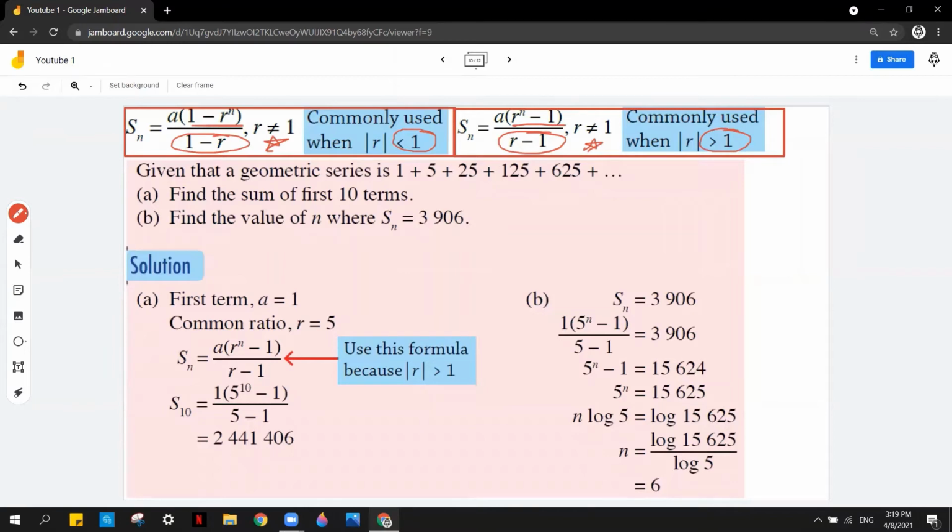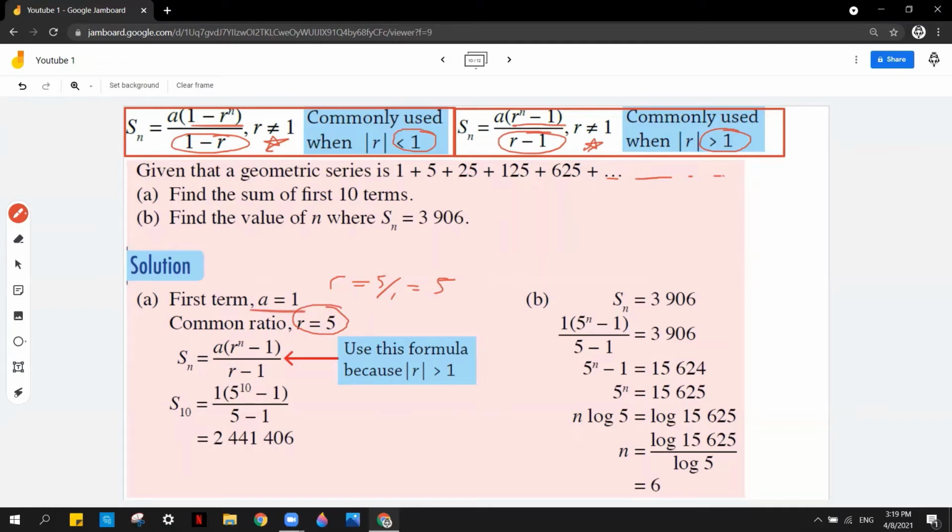Find the sum. Because they want to know until the end how much the sum is. So for the sum of the first 10 terms, you need to first identify the common ratio. You notice the common ratio here is 5, meaning 5 divided by 1 is 5, or if you look at 25 divided by 5, it's also 5. So this is our common ratio, and our a, the first term, is 1.